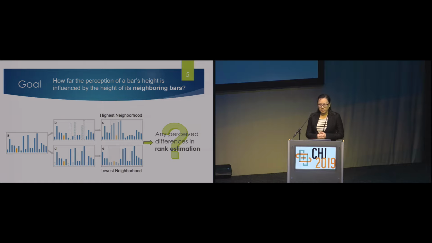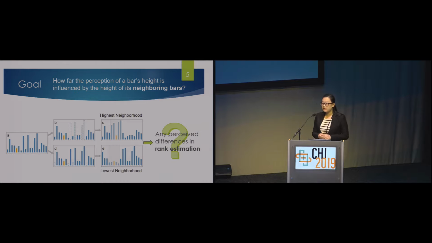The goal of our work is to know how far the perception of a bar's height is influenced by the height of its neighboring bars. This question is quite important, as in real application scenarios these bar components are not always sorted according to their actual heights. So there could be situations where the target bar is located in different neighborhood conditions.